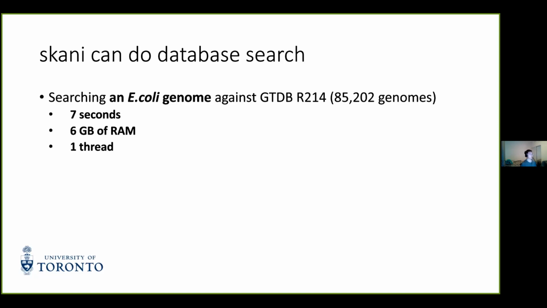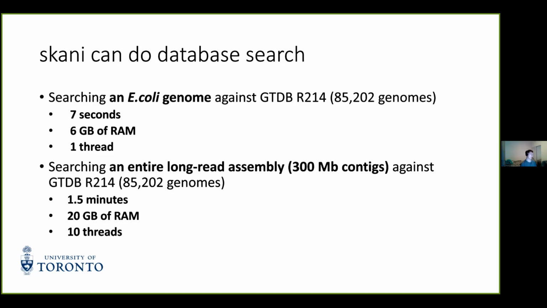Skani can also do database search. So it turns out that searching an E. coli genome against 85,000 genomes only takes about 7 seconds, 6 gigabytes of RAM, and 1 thread. So this can be done on a personal laptop if you wanted to. And searching an entire long-read assembly, which has about 300 megabases of contigs, against the same database only takes less than 2 minutes, 20 gigabytes of RAM, and 10 threads. And this is all due to skani's ability to quickly filter out database matches that are too distant.